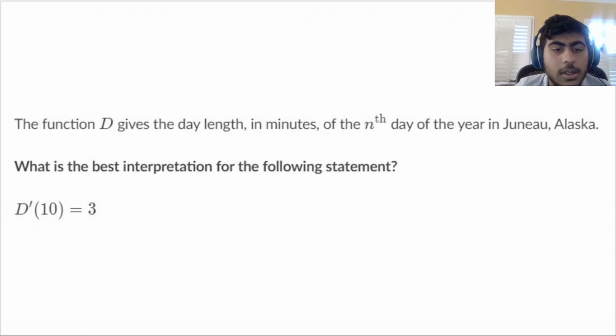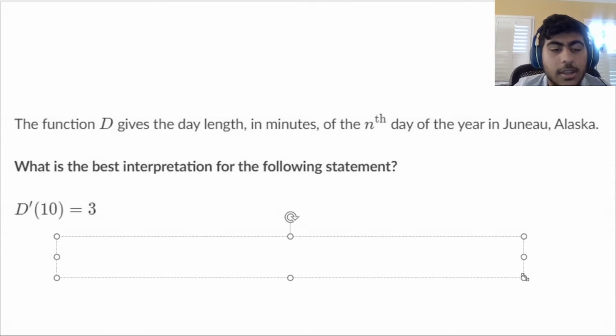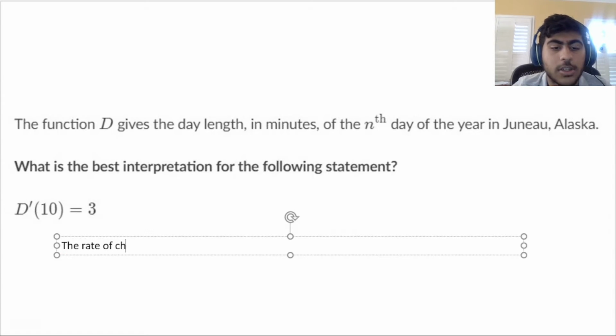Let's move on. Here we're told that the function d gives the day length in minutes of the nth day of the year in Juneau, Alaska, and we're given d prime of 10 equals 3. We're asked, what does that mean? Well, the function d gives the day length, so d prime would be the rate of change of the day length on the 10th day, because we're told that d prime of 10 is equal to 3.